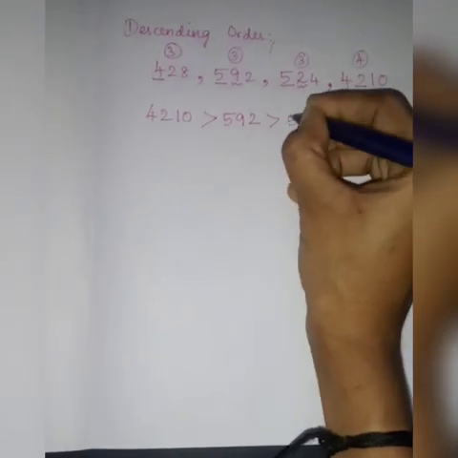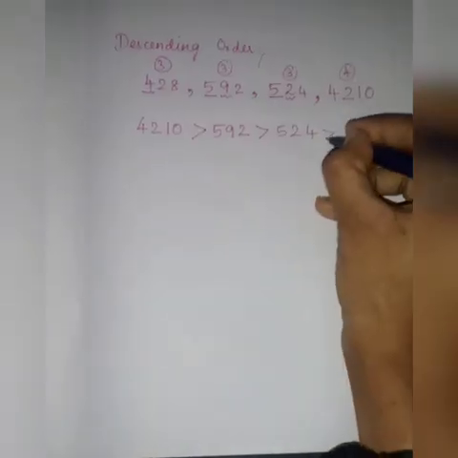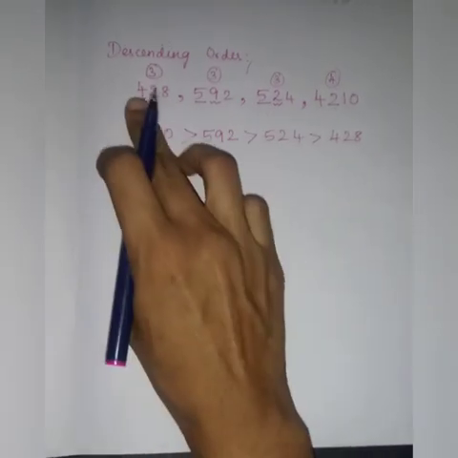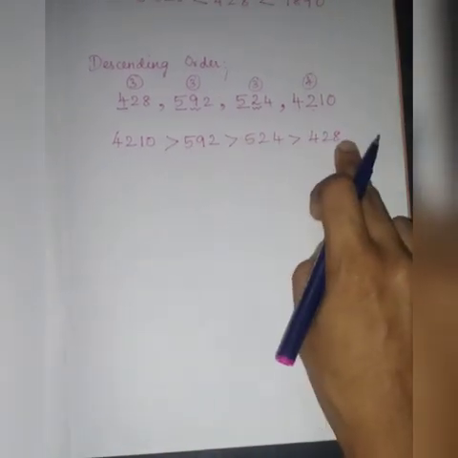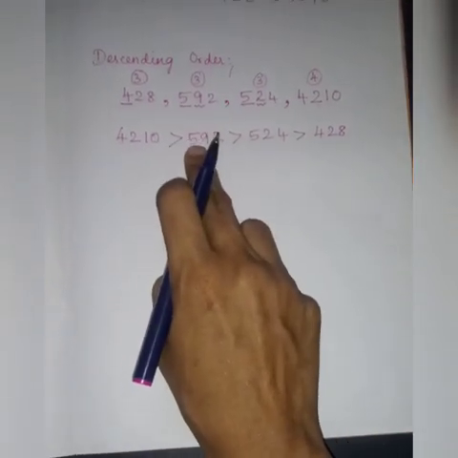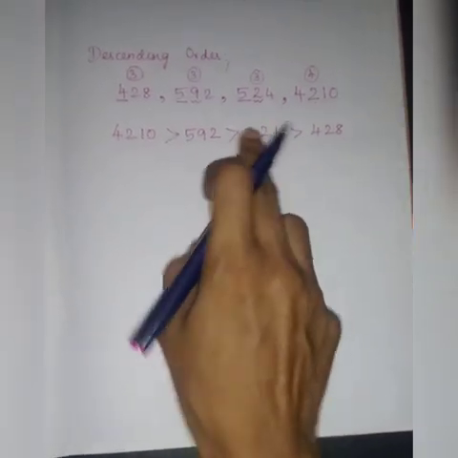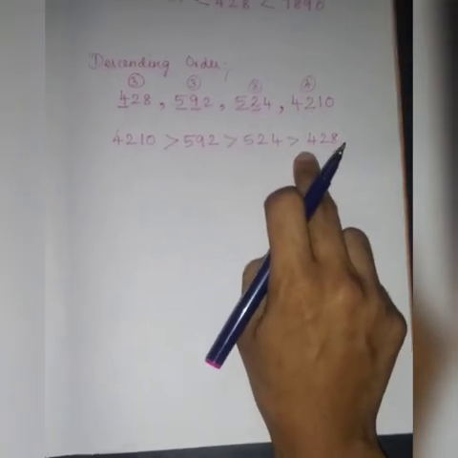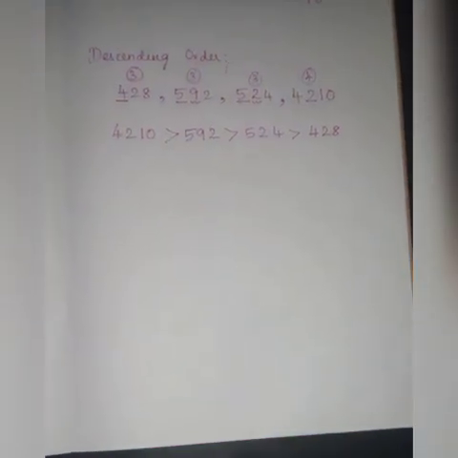Next is 524, because 5 is the same, and after that comes 4. Then 428. So I have counted the number of digits, then I wrote from the greatest number to the smallest number: the 4-digit number, then the 3-digit numbers. Then I compared from the left side. 5 is the same, so I go to the next digit, 9 and 2. 9 is greater, so I put it in the front. Then I put the other in the back. Then 4. Okay, so this is called descending order. We are writing from the greatest to the smallest.